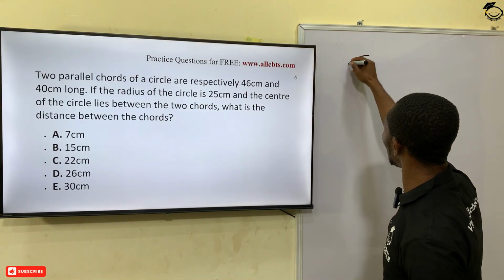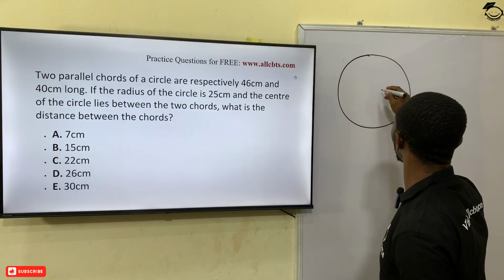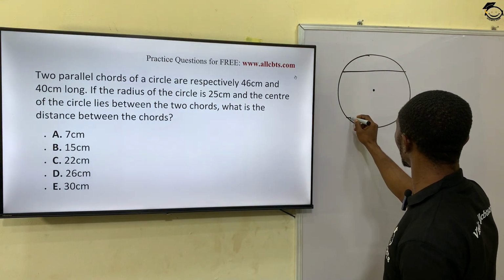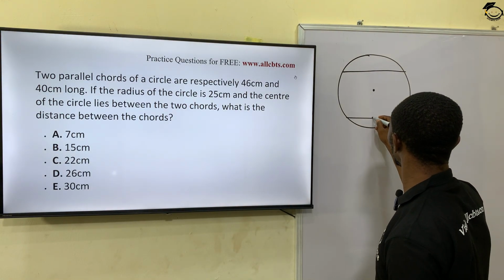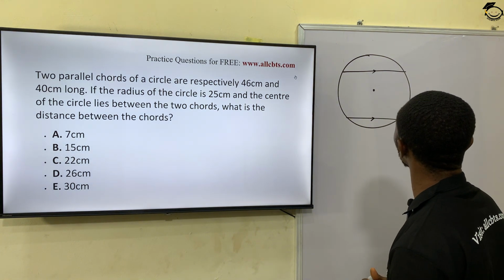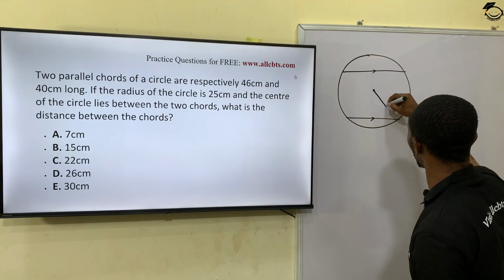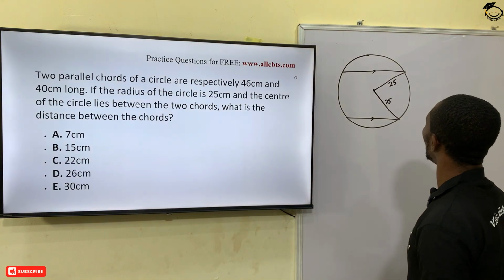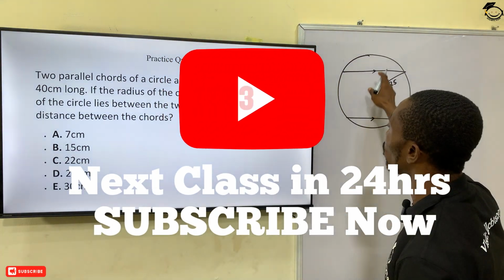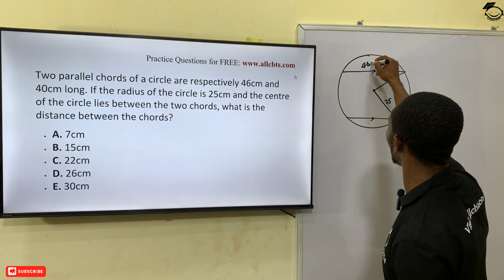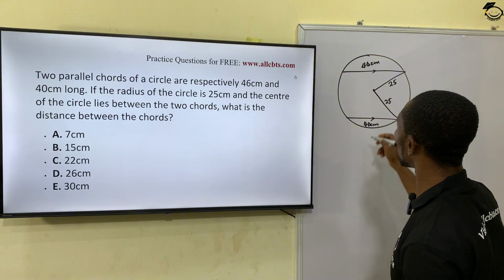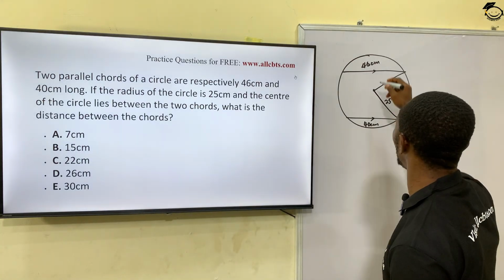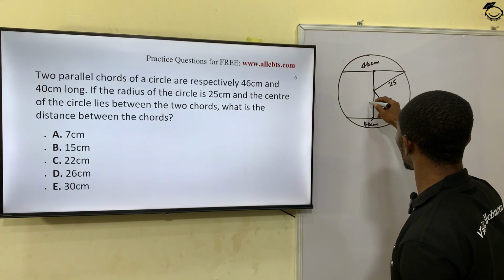Now, let's represent this. We have a circle, right? And this is our center of the circle. We have our first chord. They say the chords are parallel, all right? That means they are straight towards each other. And we have our radius from the center here, 25, and this, 25, okay? Now, our first chord is 46 centimeter long, and this is a 40 centimeter long chord, all right? From our circle, we are asked to find the distance between these two chords. So we are asked to find this.